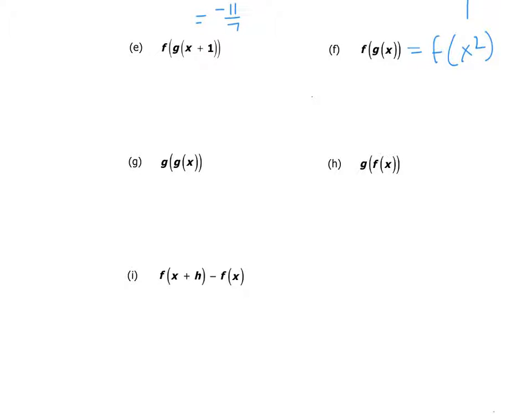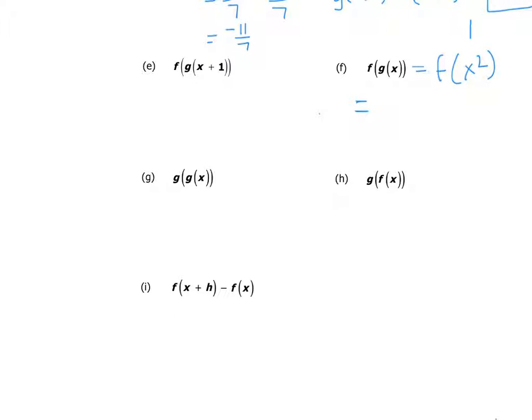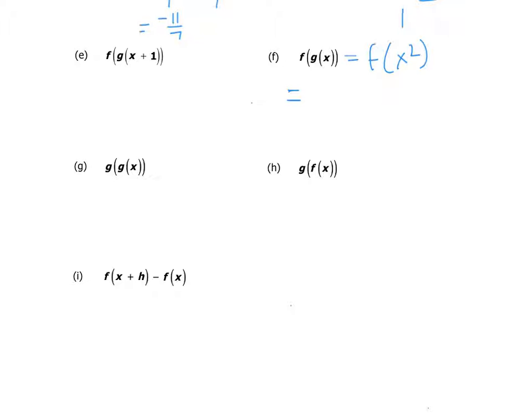So this equals 3 x squared minus 2. And what you notice, this used to be just an x, but because I'm finding f of x squared, it is now an x squared. All right, let's do this with h.